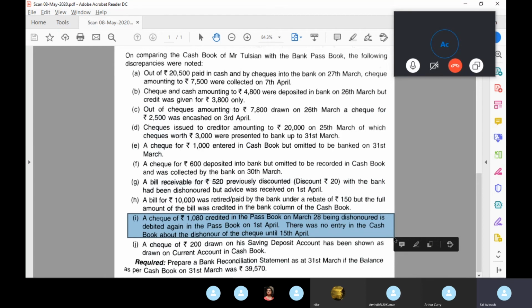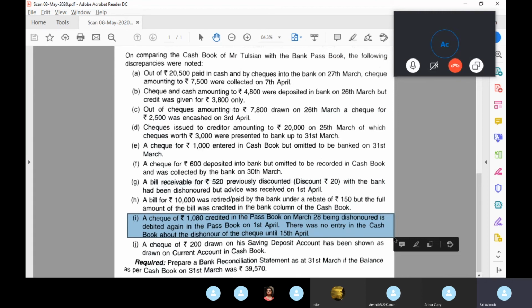On 1st April, my bank balance as per passbook is reduced because they came to know that the check is not worth 10 rupees. And I came to know of this on 15th April and I reduced my bank balance as per my cash book, as per my books of accounts. However, none of this happened on or before 31st March. On 31st March, none of this happened. All of my balances matched.